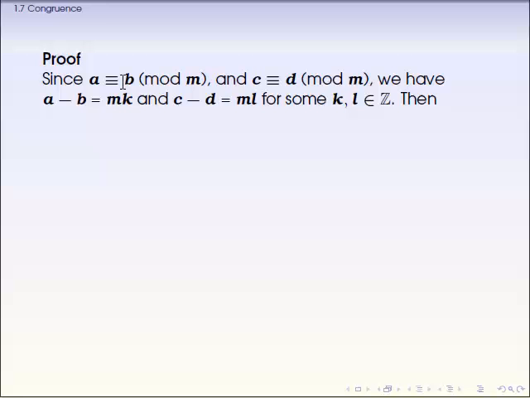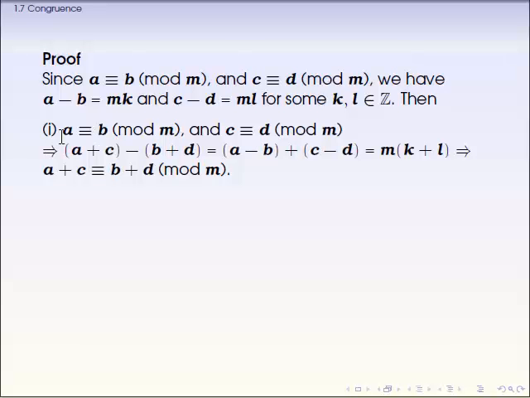Okay, our assumption at this moment is a is congruent to b modulo m and c is congruent to d modulo m, which means a minus b is a multiple of m. So for some integer k, a minus b is equal to mk. For the same reason, c minus d can be written as m times l for some integer l. Okay, then let's look at the first one. The given condition is a is congruent to b modulo m and c is congruent to d modulo m.